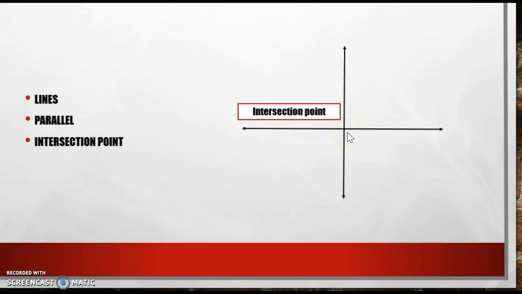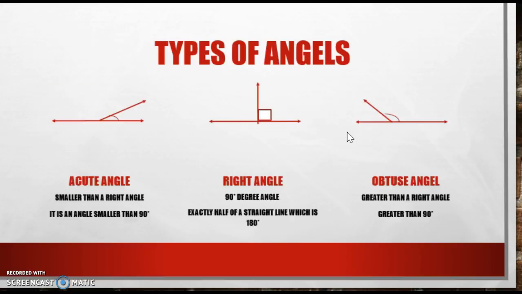All our angles that we're going to be learning about tomorrow will be based on how big or small that intersection point is. So for example, the types of angles, we have acute angles, right angles, and obtuse angles. We're just going to focus on these three for now, and then tomorrow we'll proceed on to different angles and the different degrees.